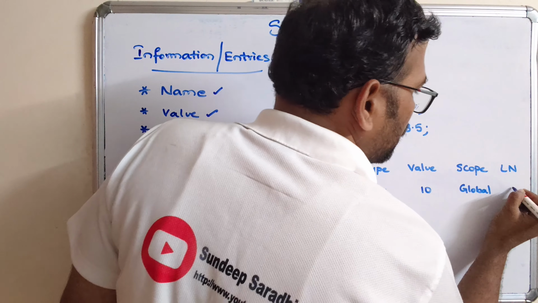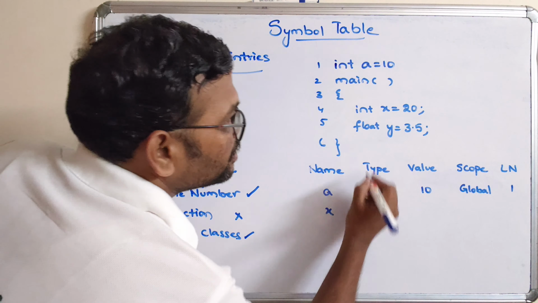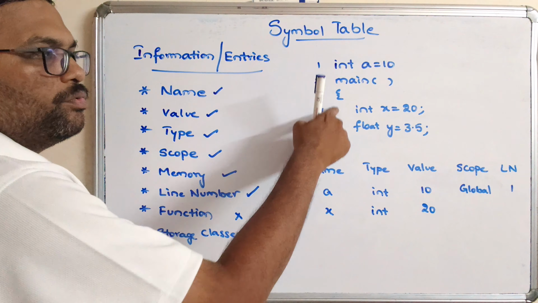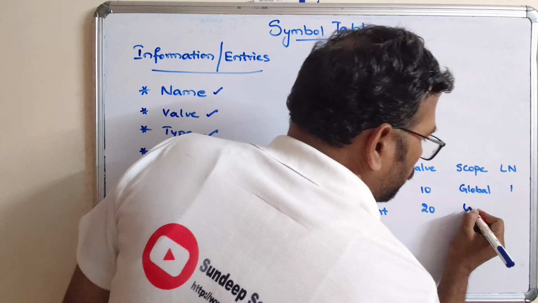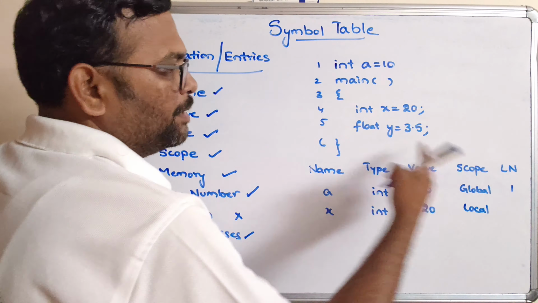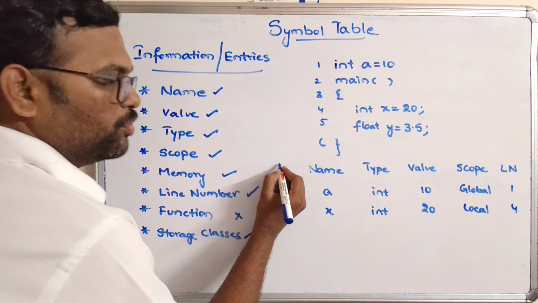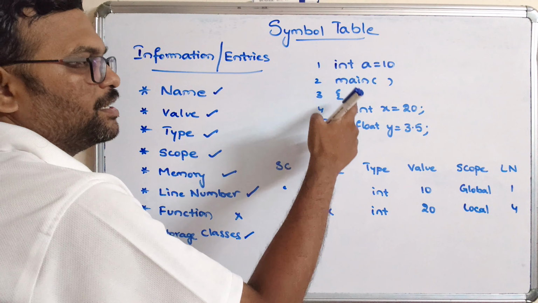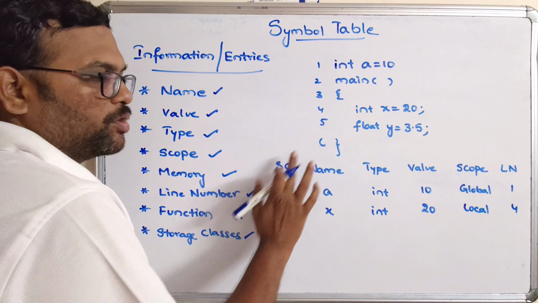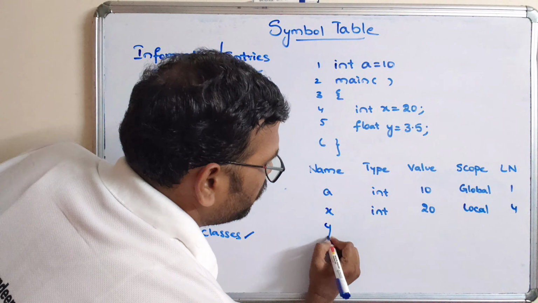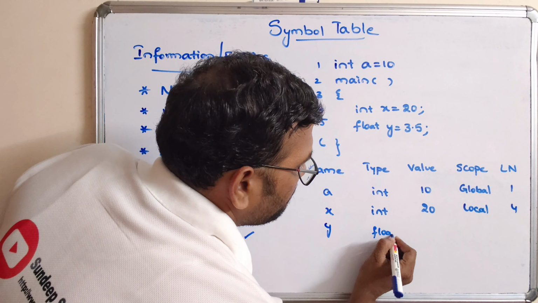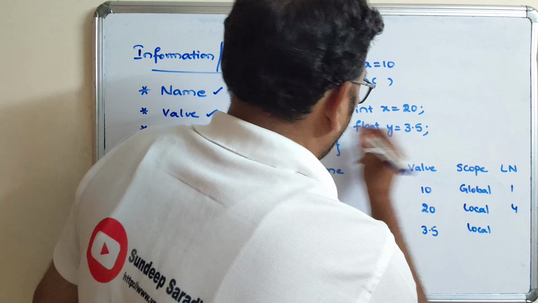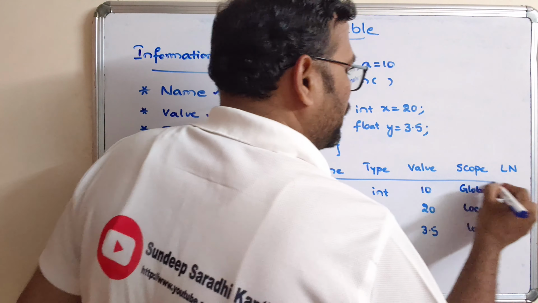So what's the line number? It was declared at 1. Next, x, it is of integer type, value is 20, scope is local, within that function, and line number is 4. Similarly, if you use a storage class, what is the storage class? Here it will be extern, here it will be auto, and here also auto. Like that, every piece of information will be stored here. Why? It is a float, value 3.5, also local, and the line number is 5. So these are different entries.